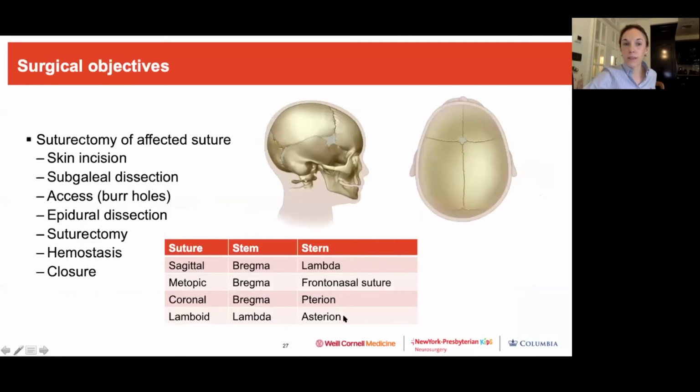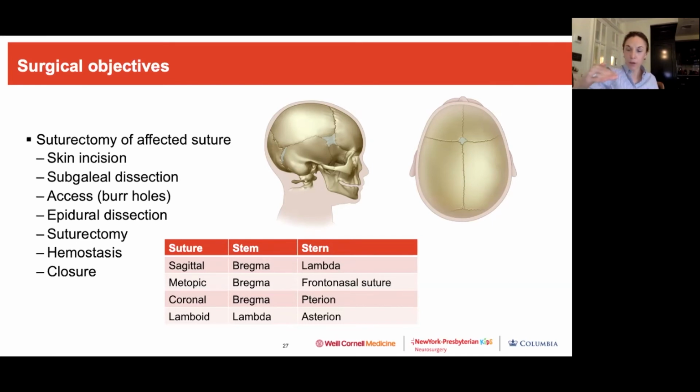All right, so what does this look like? The objectives of endoscopic suturectomy are, of course, achieving a cosmetically silent skin incision. So I'll show you where we place that. You then perform subgaleal dissection, meaning between the galea and the bone. You then have to create an access point to remove the bones. You have to create burr holes.